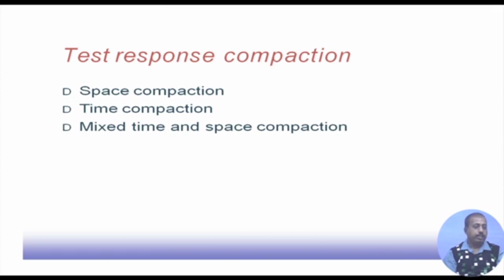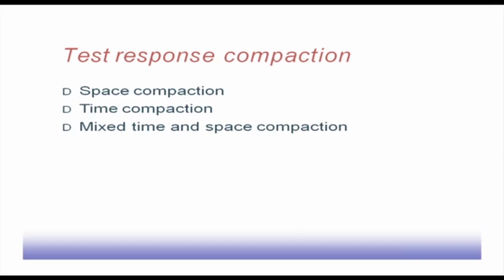Next, we go to the response compaction part. So far we have talked about the stimulus compaction, that is the test pattern that we are going to apply. The coded pattern will come from the ATE, and it is decompressed by the decoder present at the beginning of the circuit, and then it decodes the stimulus and applies the stimulus to the circuit. Then the response that is obtained again has to be compacted.